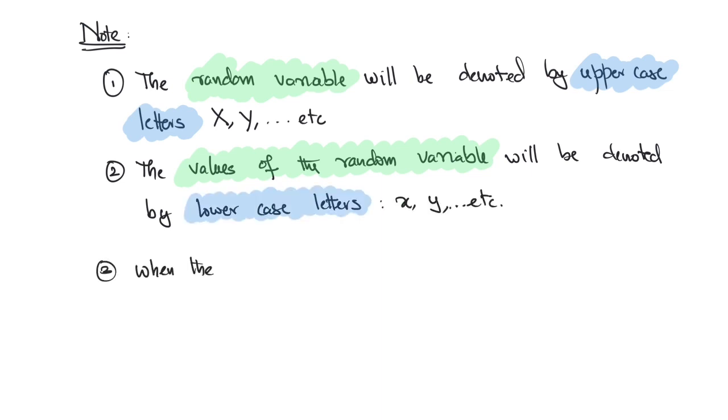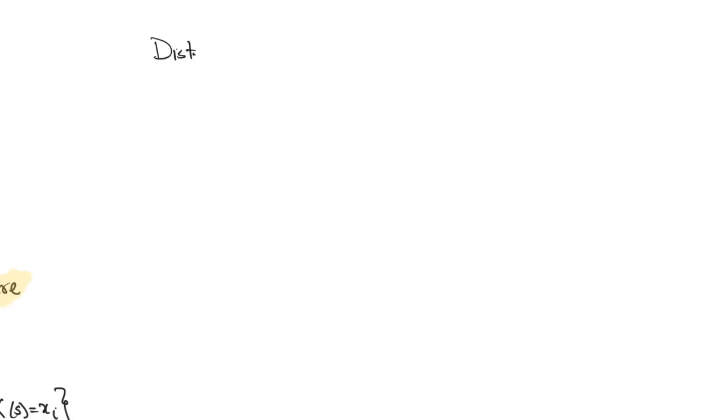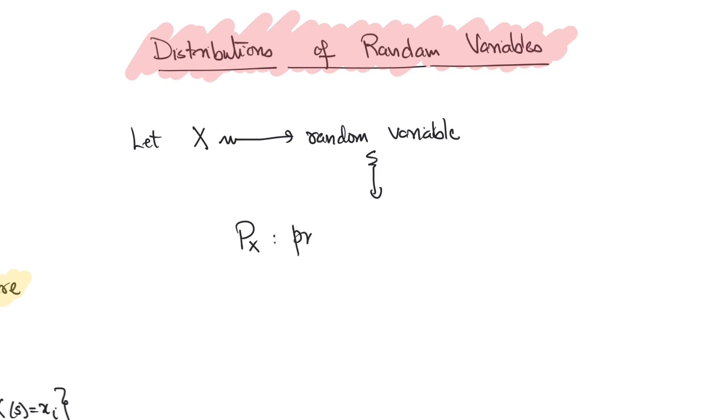Also, when there is no ambiguity on what the probability distribution is, we will use the notation P(X = x_i) interchangeably with P_X(X = x_i). We next talk about distributions of random variables. Let X be a random variable and P_X be the probability function for X.